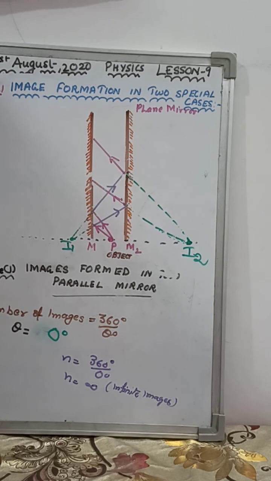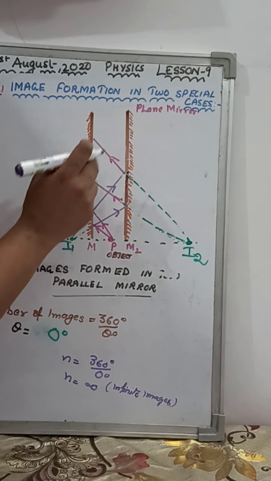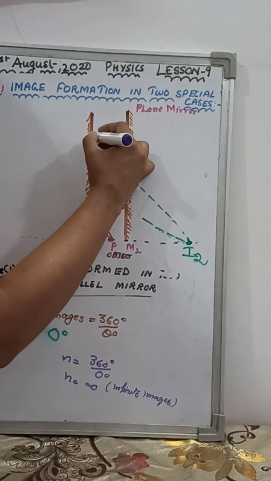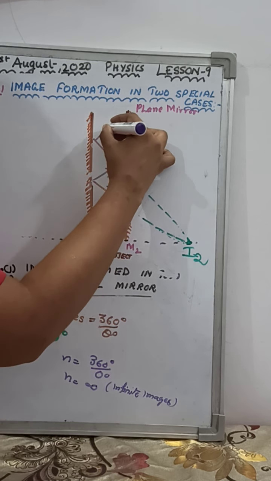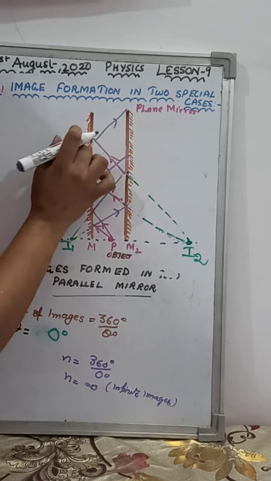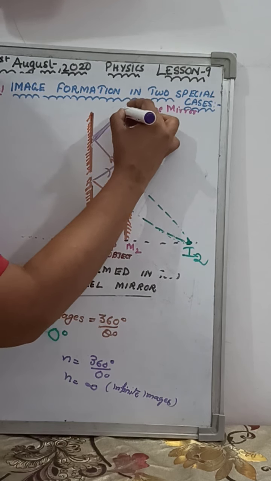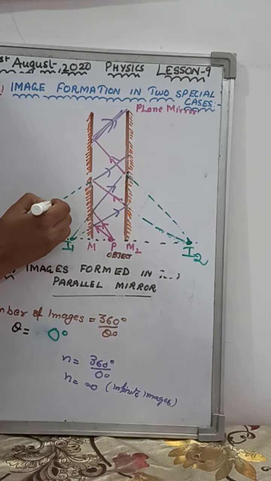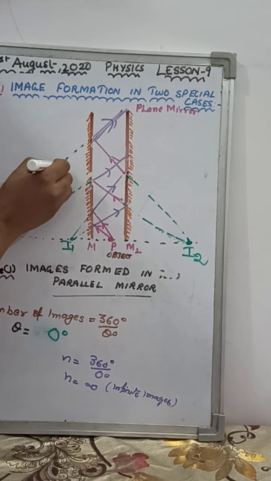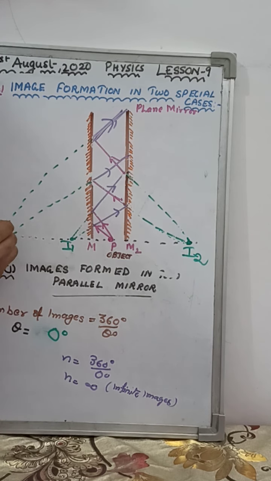Now what we will do is produce the reflected ray, as this is the incident ray for M now. Again these two rays appear to be diverging. So we produce them behind the mirror, and they appear to meet somewhere here, I3.